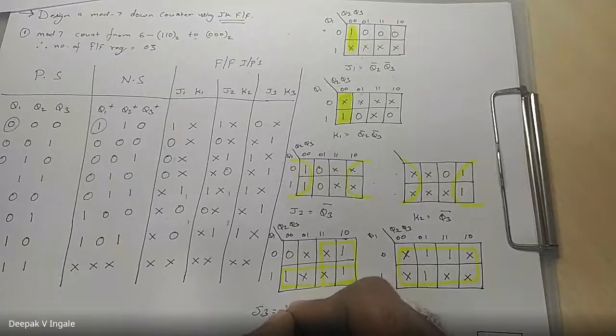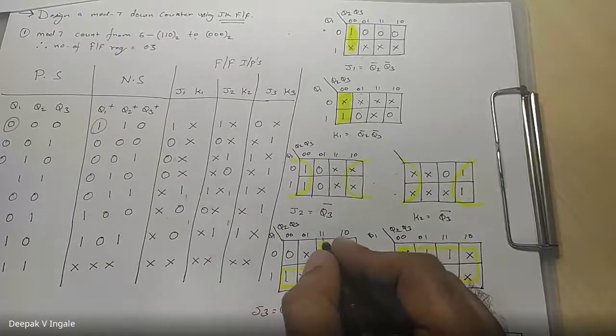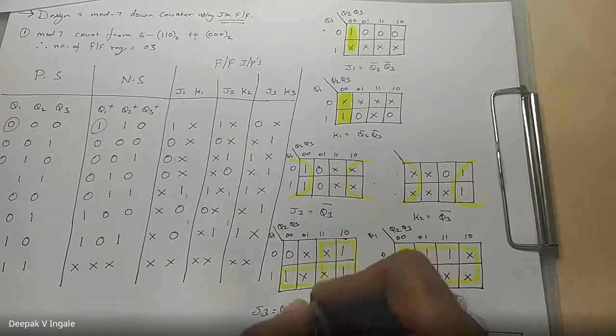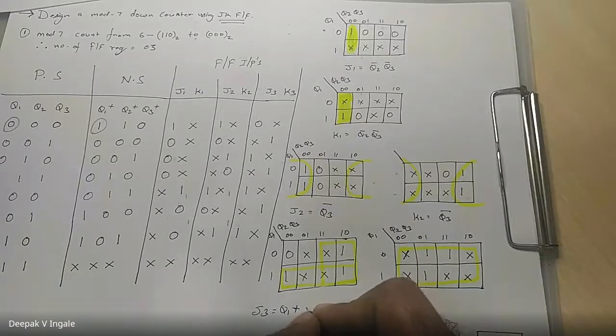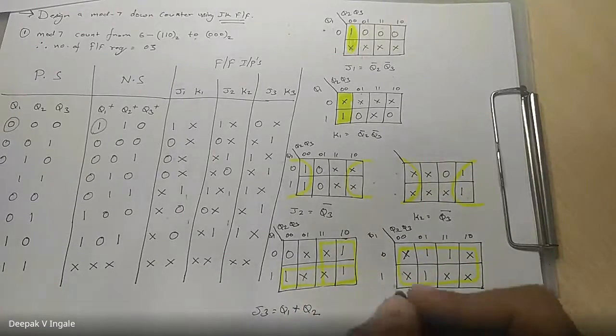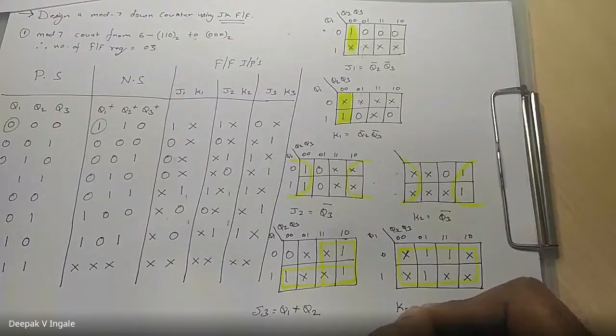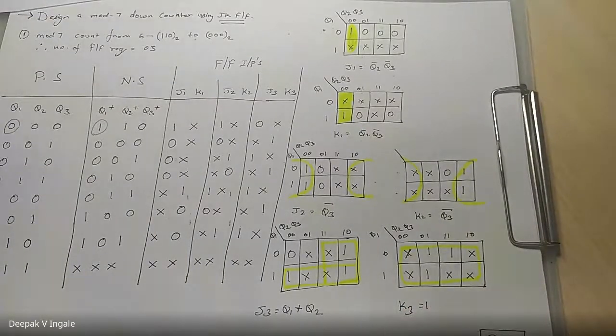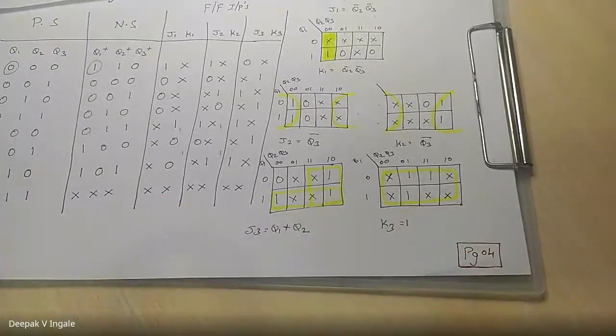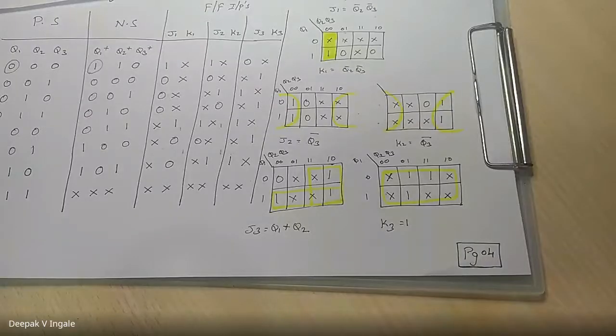So this is going to be J3 is equal to Q1 plus, what do you get here? Correct? Is this right? Yes, sir. So understood the concept? Yes, sir. Sir, I have a doubt, sir.